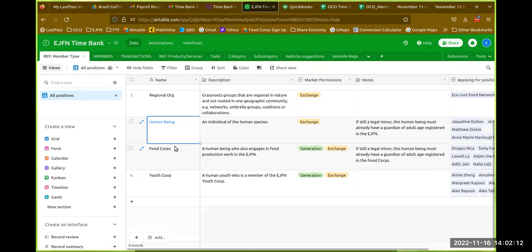And then of course we have food corps members, and we have youth co-op members. These two are kind of very much overlapping, the food corps and the youth co-op, because you can be a member of both the youth co-op and the food corps and generate time credits through your work that way. But the youth co-op is also a farm and food provider, because the youth co-op runs the youth farm plot. So that's kind of a special case there.